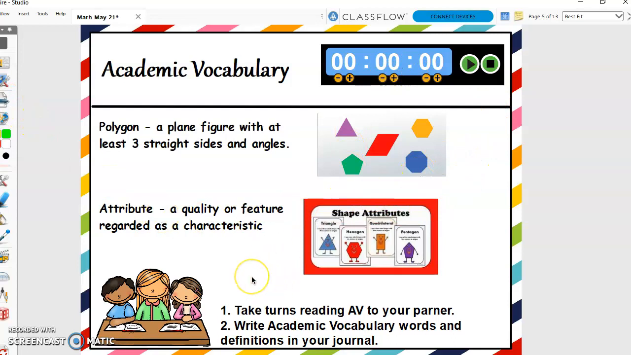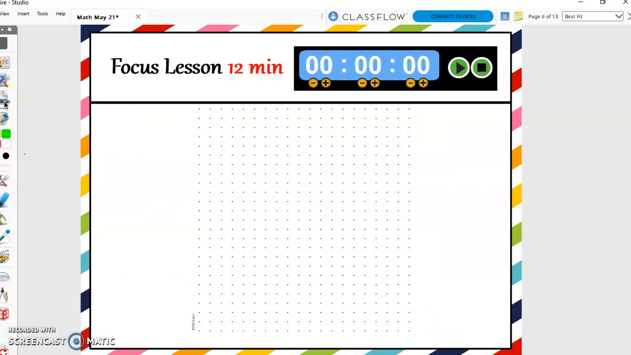Remember the other day we talked about science and you guys were sorting rocks and you listed all the attributes of the rocks, like some were smooth, some were rough, some were shiny, some were dull, all of those things. Some had sharp edges, some had smooth edges. Those are all attributes when you're sorting the rocks. We have attributes when we're sorting solids as well, when we're sorting geometric shapes.